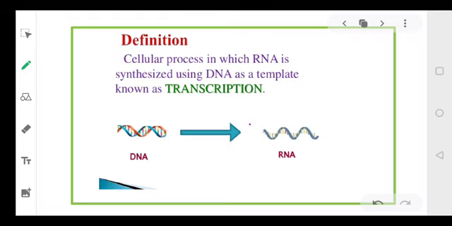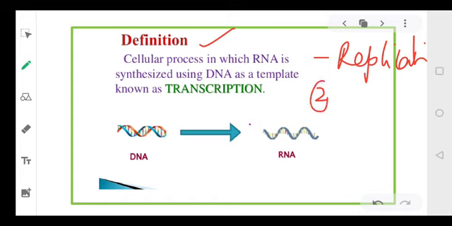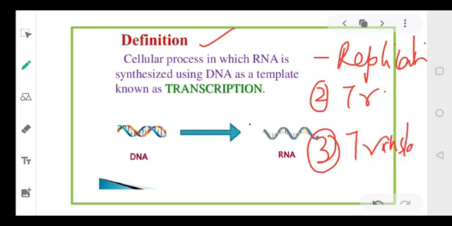Now, first of all, let's talk about what is transcription. We've talked about the central dogma, isn't it? We know that there are three processes that will be occurring. One is replication, second is transcription that I'm talking about, and third is translation. So replication, transcription, and translation.